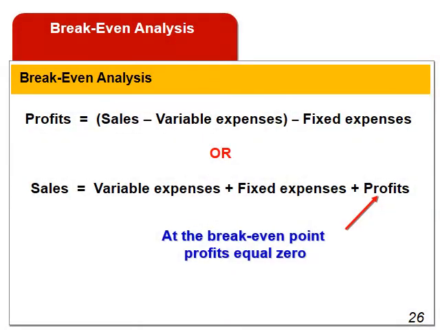The equation method is based on the contribution approach income statement. The equation can be stated in one of two ways. Profits equal sales less variable expenses, less fixed expenses, or sales equal variable expenses plus fixed expenses plus profits. Remember that at the break-even point profits are equal to zero.